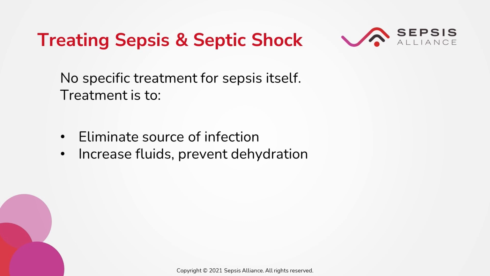Again, that's the problem. Just like there's no one symptom, there's no one treatment for sepsis and septic shock. So what we have to do is eliminate the source of the infection and increase your fluids to prevent dehydration, which causes a low blood pressure. So how do we eliminate the source of infection? Antimicrobials: antibiotics if it's a bacterial infection, antivirals for a virus, antiparasitics, antifungals. That's the only way we can get sepsis to stop: we have to get rid of the infection.